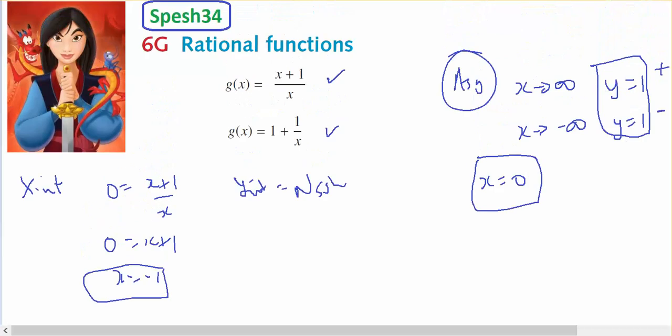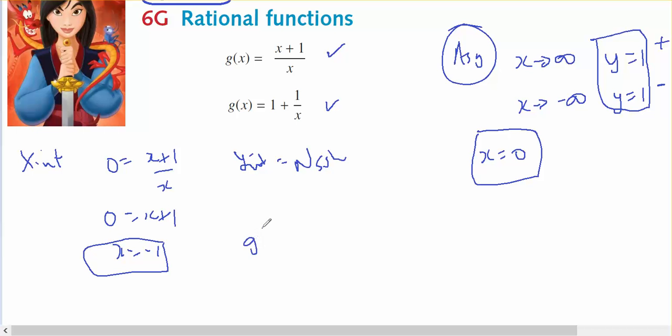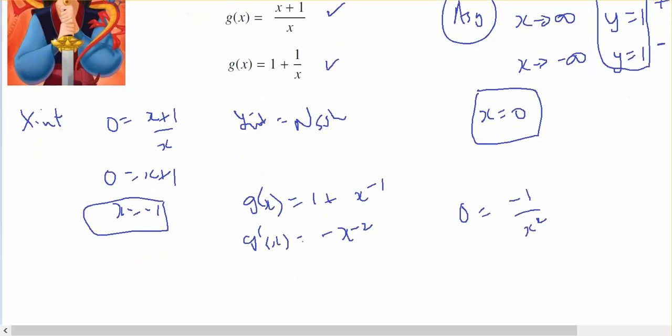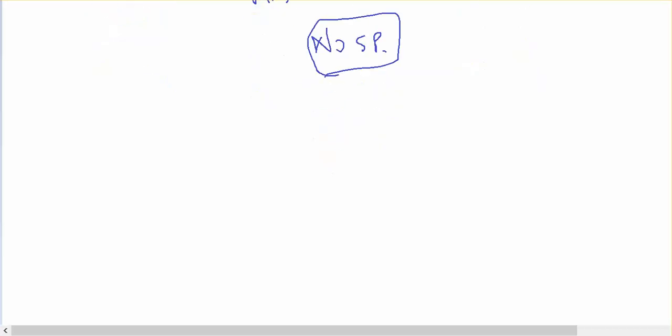Okay, to find stationary points, I need to take the derivative. So if g of x equals 1 plus x to the -1, g dash of x equals 0 minus x to the -2. Therefore, if I make 0 equal to -1 on x squared, it is not possible for there to be a stationary point because there is no value of x that I can generate that will give us 0 as an answer. Therefore, no stationary points.